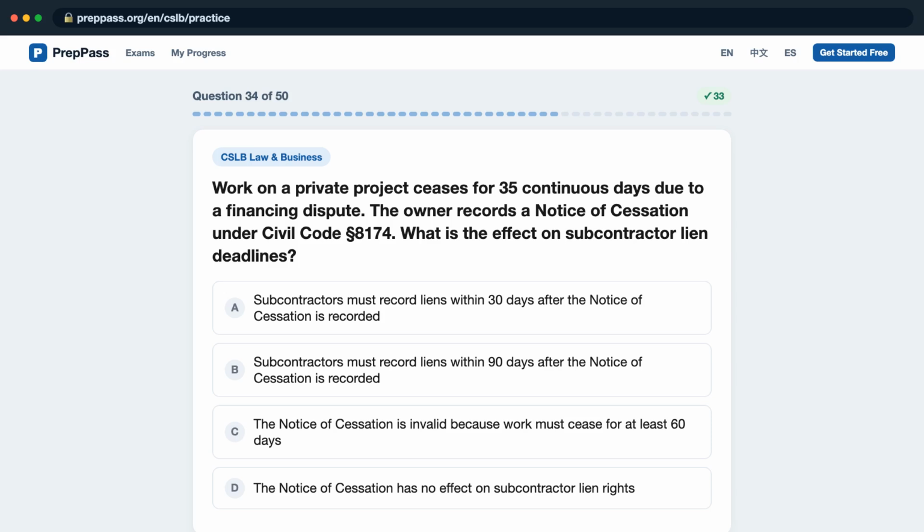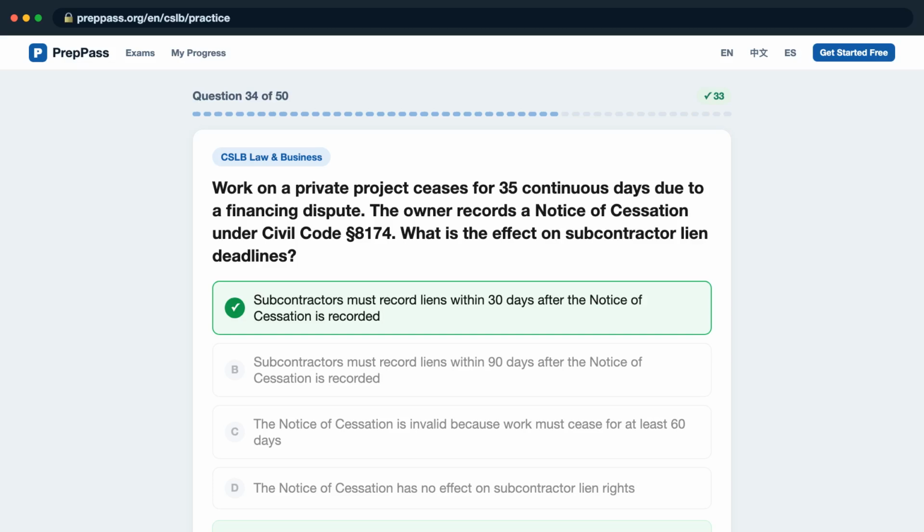B. Subcontractors must record liens within 90 days after the notice of cessation is recorded. C. The notice of cessation is invalid because work must cease for at least 60 days. D. The notice of cessation has no effect on subcontractor lien rights. The correct answer is A.